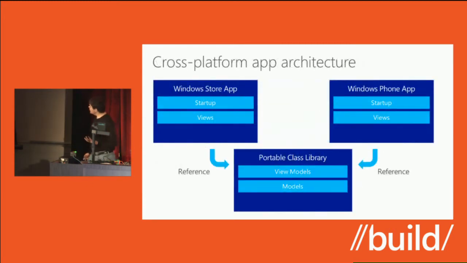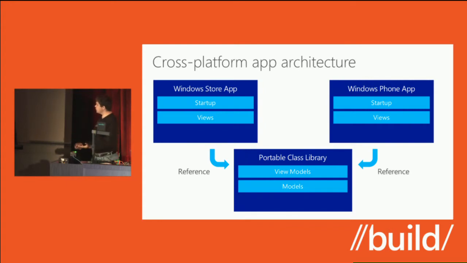So once you do that, you have a project structure that looks like this. You create a portable class library project with your view models and your models. And then for each platform you're targeting, you create a project for that platform where you have your startup code and where you have your views. And each of those will reference the portable class library.